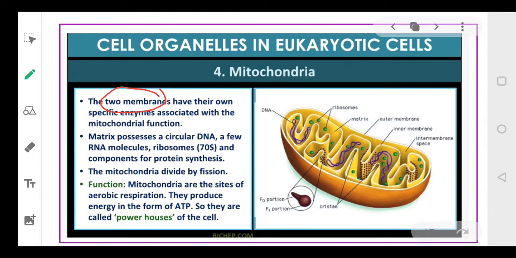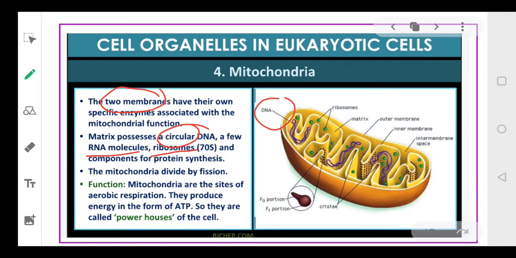Now in the matrix there is a circular DNA. Can you see this purple color DNA? Can you see the purple strands of DNA? Yes. So in the matrix there is a circular DNA present. RNA molecules are present, ribosomes are present, but these ribosomes are of 70S. Although the eukaryotes contain 80S ribosomes, in the mitochondria 70S ribosomes are present. So we can say this is a cell organelle which has its own DNA, its own RNA molecules, and its own ribosomes. This means it can produce its own proteins as well.